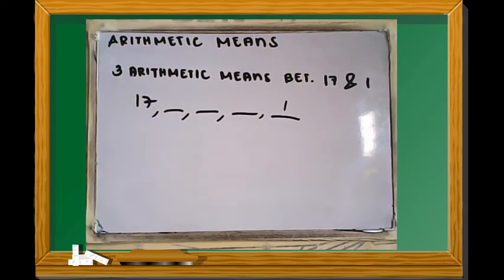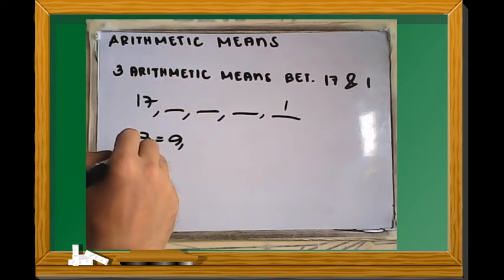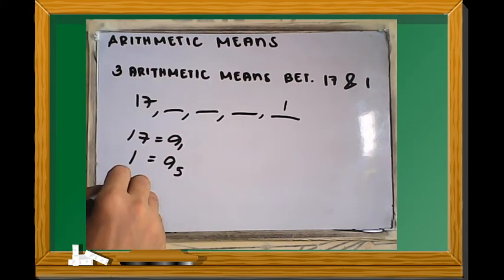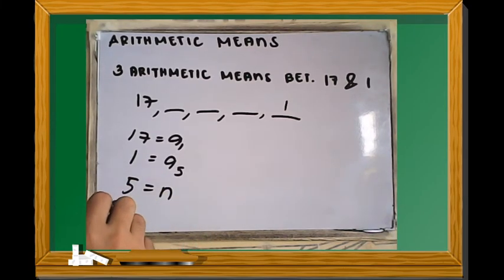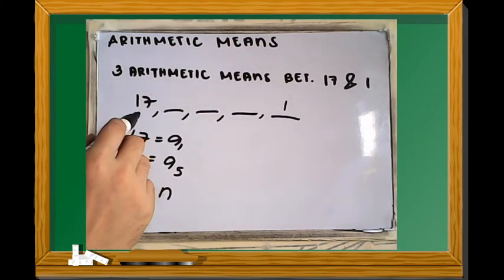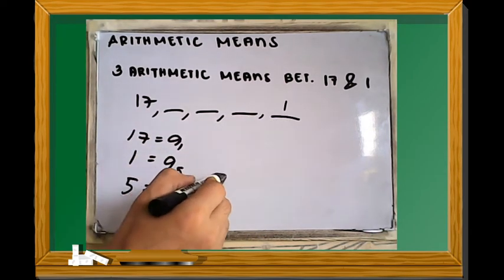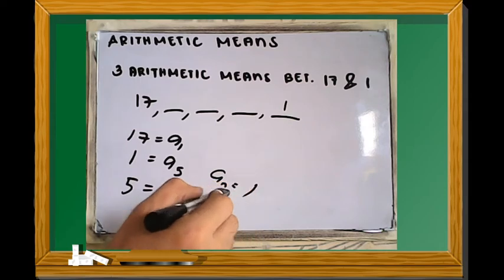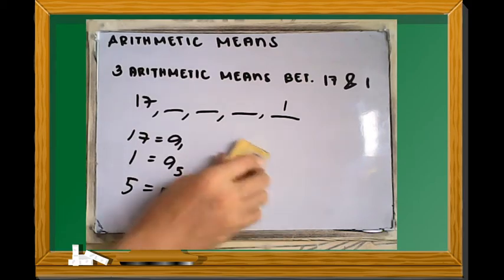In this given, we can identify that 17 is our a sub 1, and 1 is our a sub 5, and 5 is equal to n, or the number of terms. How can we get 5? We have 17, 1, 2, 3, and the last term, so we have a total of 5 terms. That's why 1 is a sub 5. And a sub n, or the last term, is 1. So here, the value of n is 5 because that is the last term.